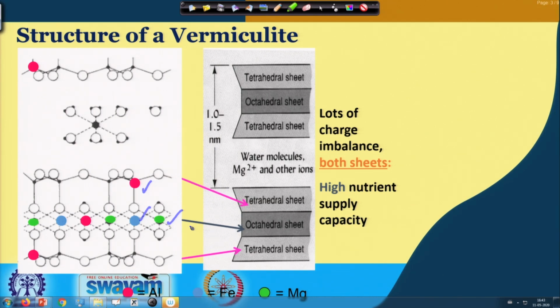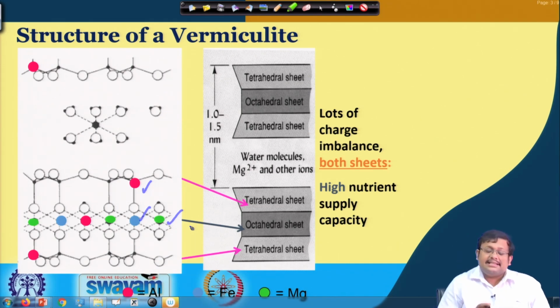substitution is going on. As a result of that, lots of charge imbalance develops in both sheets, and as a result of this charge imbalance, negative charge is developed. As a result of high negative charge, this vermiculite has the capacity to attract the nutrient cations, and as a result this type of soil can supply a high amount of nutrients to the plants.